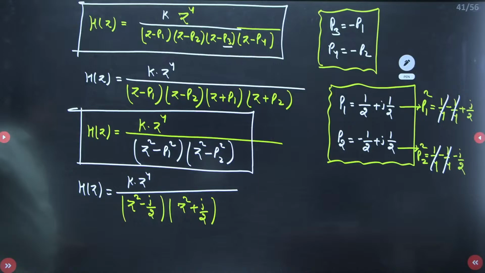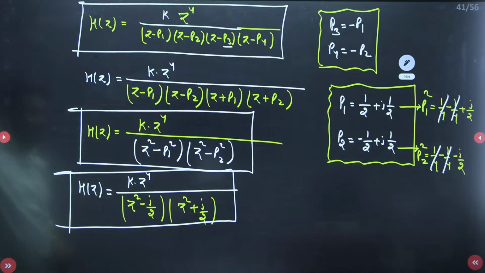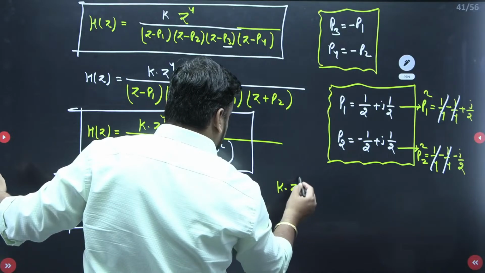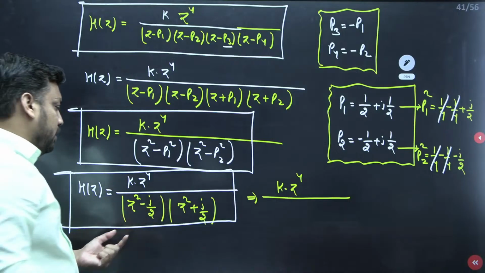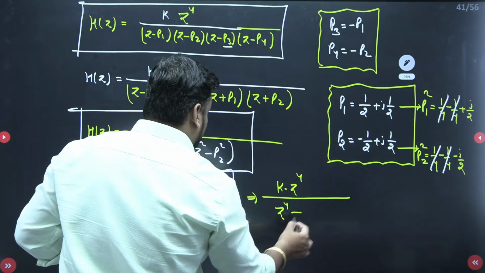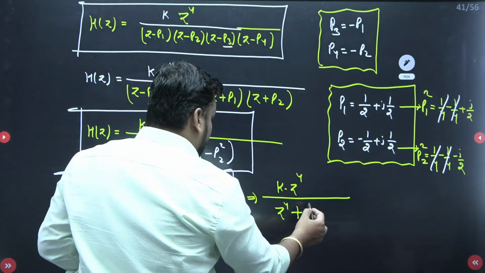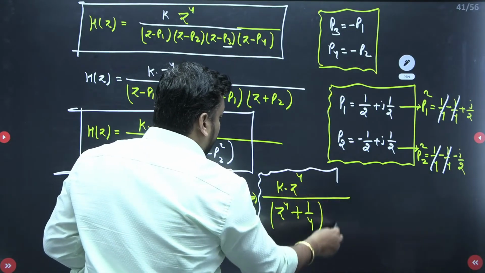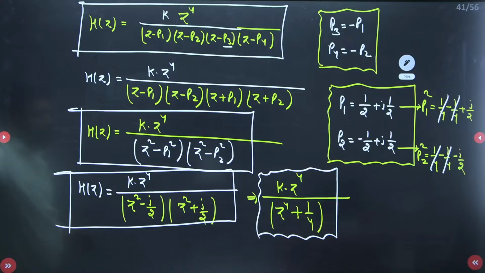Now you should tell me, is there any other opportunity to apply a plus b, a minus b here in H(z)? So your H(z) finally will become k·z⁴ upon, again a minus b, a plus b, so a square minus b square, so z⁴ minus (j by 2) whole square. J square means minus, minus plus, and you will get here 1 by 4. So here you will get k into z⁴ upon z⁴ plus 1 by 4.